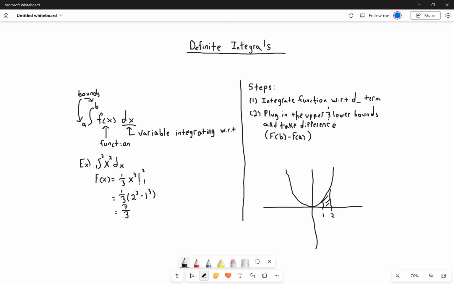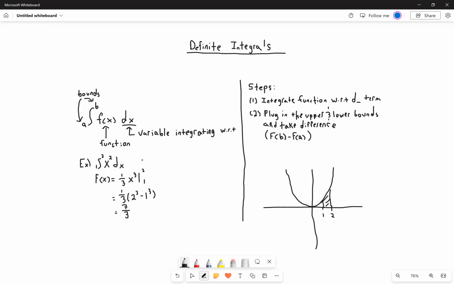And once again, this is a definite integral, so we need to be paying attention to these two bounds, 2 and 1. So what we're going to be doing is plugging in 2 and 1 into the x variable here. So we'll be getting 2 cubed minus 1 cubed, and we have to divide both of those by 3. Now 2 cubed is 8, and 1 cubed is 1. 8 minus 1 is 7. 7 times 1/3 will give us an answer of 7/3.